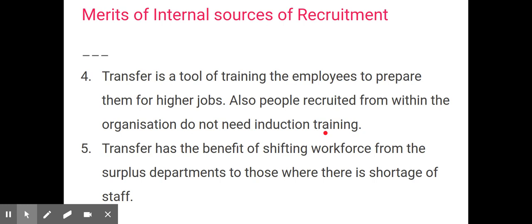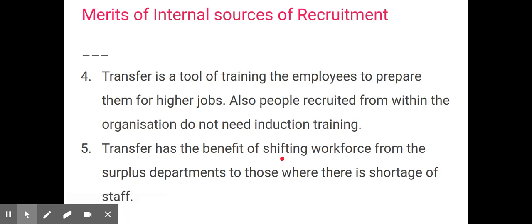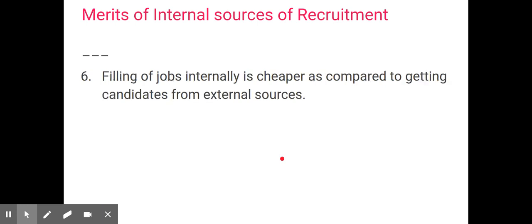How we get benefit out of transfer is that we shift the workforce from the department which has surplus staff to the departments which have a deficit or shortage of staff. So transfer is made from the department having surplus staff to the department having a shortage of staff.